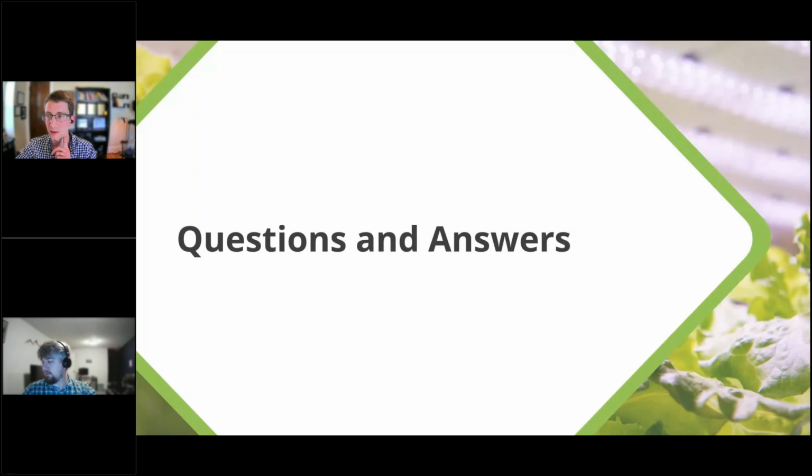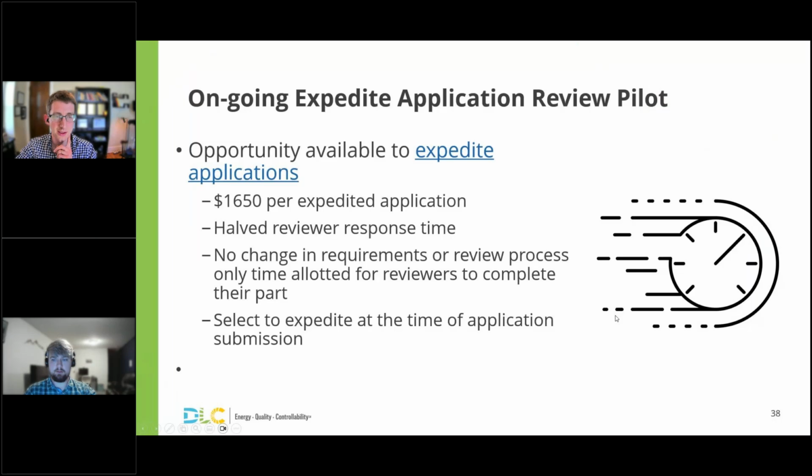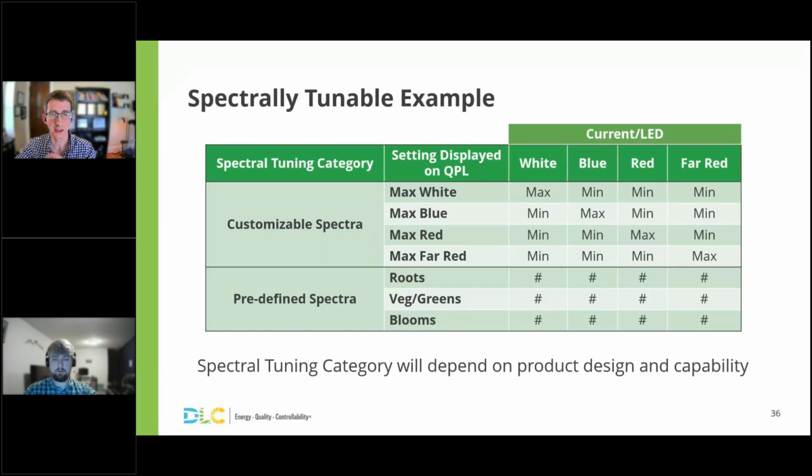There was a question on the spectrally tunable example. Casey, I was wondering if you could jump back to that. Yeah. This example here is showing the different settings that are displayed as reported data on the QPL. That's the categorization that's changing here, and this is the reported data for each setting.